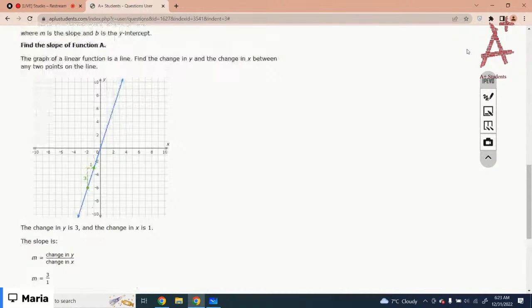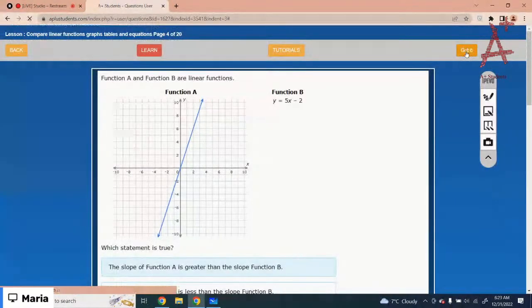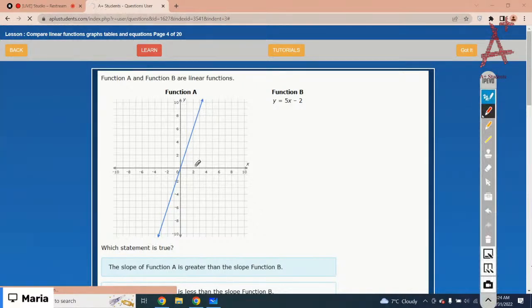Okay. The slope for function A is 3, not 2. Got it? I just calculated the change in y, but I forgot to calculate the change in x. The change in y is 6, but the change in x is 2. From this point to this point, y is 6 and x is 2. So the slope for function A is 3 and the slope for function B is 5.